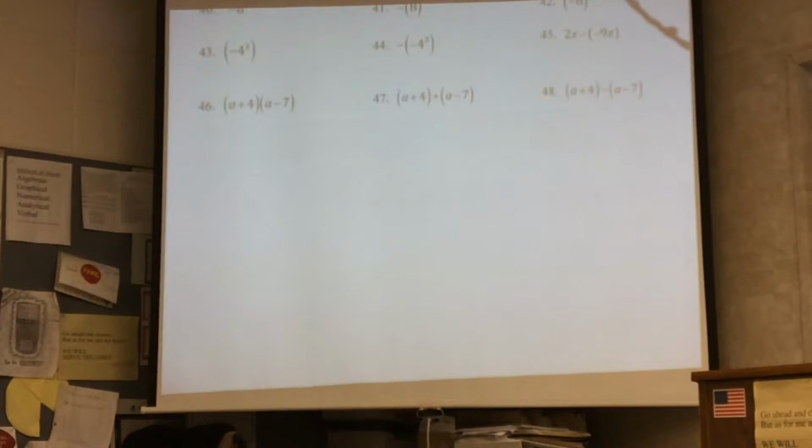Have a volunteer pick one of the problems and tell me what you would do. Pick one. 46, FOIL. Can you go ahead and FOIL on the spot? A squared minus 3a minus 28.